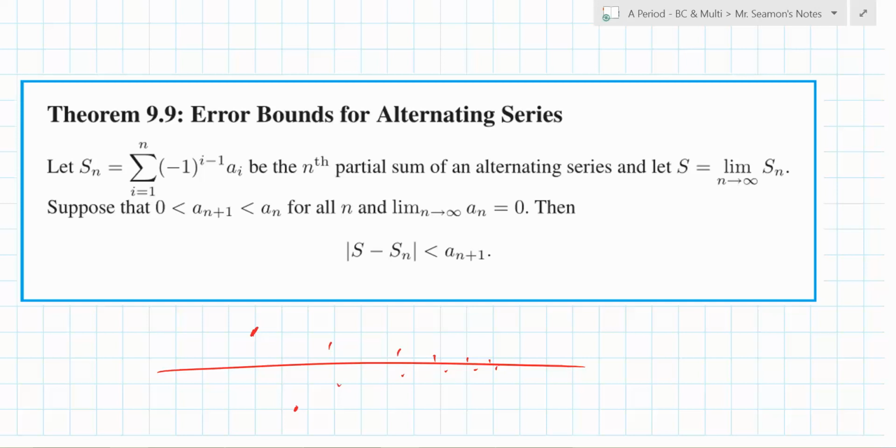S is the actual sum. S_n is the partial sum that you're at. Here's what's really cool. This is a sum and this is a sum. So what is the absolute value of the difference of two things? That's the distance between them, right? So if you take the actual target and where you are, the distance between them is always going to be less than the next term. What this means is the following. Let me show you.